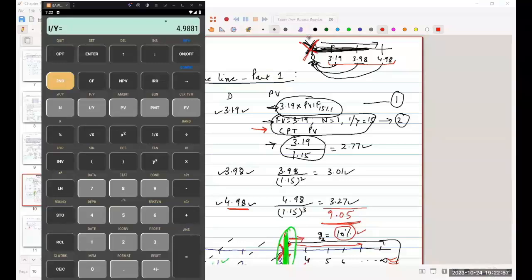Did you also see the calculator move? Yes, correct. Okay, so let me clear out the previous calculation and check this one. We say 3.19 is our future value, 1 period ahead. So 1 is n, and the discount rate, the required return, is 15%. Then let's compute present value and see what it says. See, it says 2.77. That's what we got.